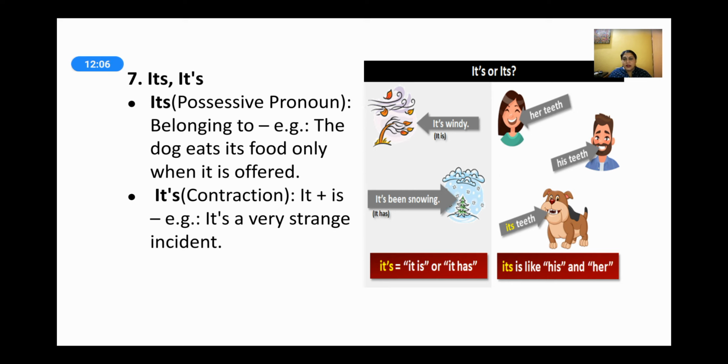The other word, IT apostrophe S, is a contraction. It is nothing but IT plus is. Example, it's a very strange incident. Instead of saying it is, you can put it together and say it's a very strange incident. But be careful when you use its and it's.